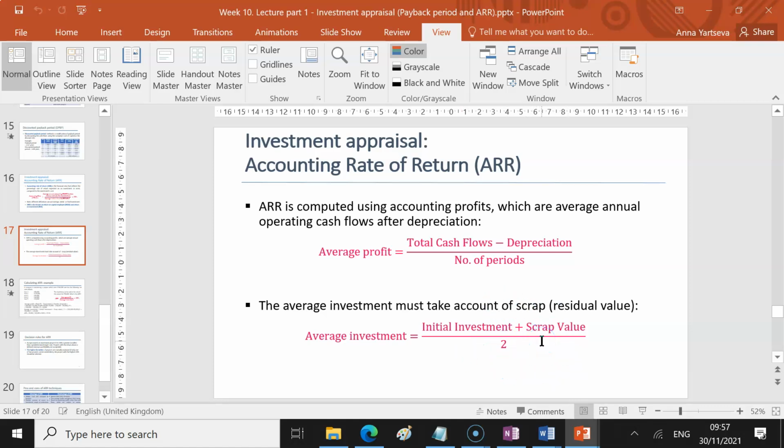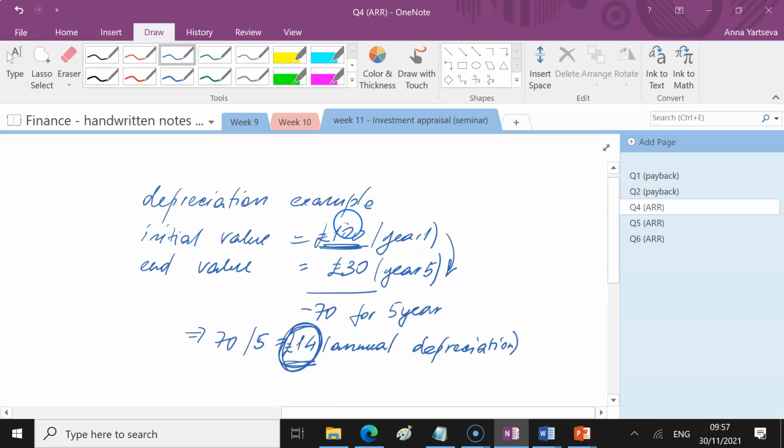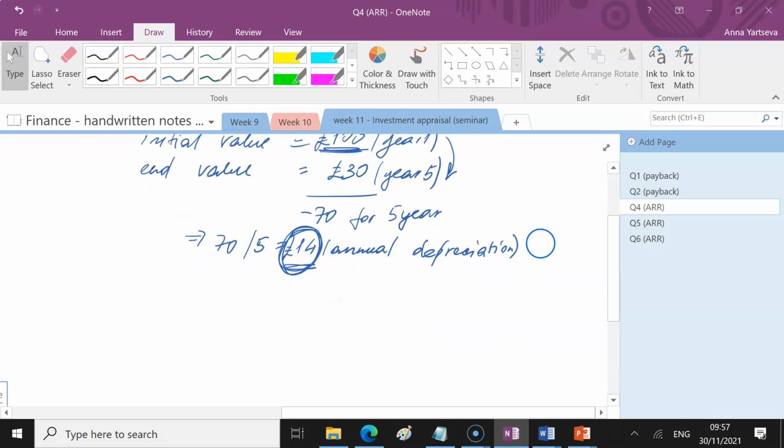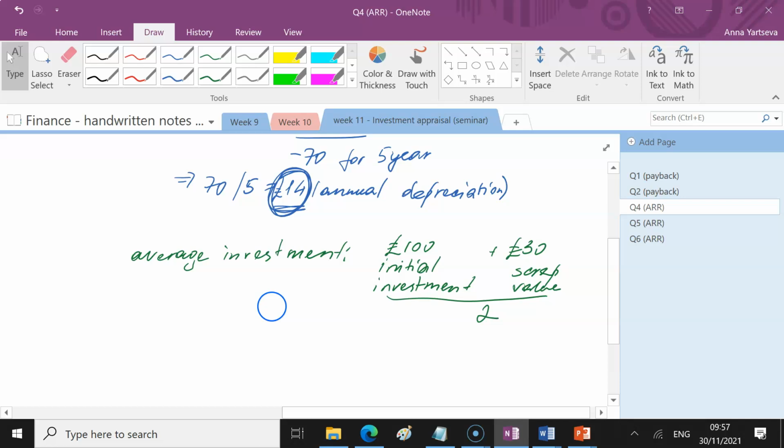And interestingly, unlike depreciation, you do not remove scrap value, you add it here. So when we calculated the depreciation charge previously, we took the initial value and subtracted the end value, which gave us the depreciation. If we calculate the average investment for this formula, we do the opposite. We add up our initial investment plus the scrap value, 30 pounds, and divide by 2, which is not particularly intuitive. So the average investment for the accounting rate of return formula is going to be 130 divided by 2, 65 pounds.